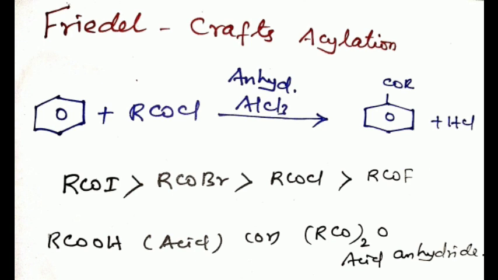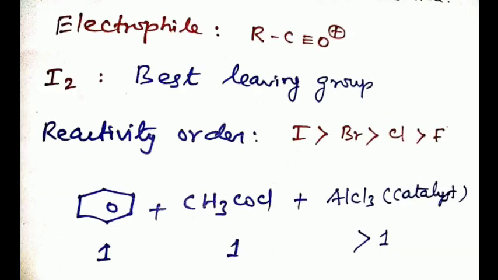In the case of acyl halides, the order of reactivity is usually acyl iodide greater than acyl bromide, greater than acyl chloride and acyl fluoride. Actually, this is opposite to the alkylation reaction. The acylation can be carried out with either an acid or an acid anhydride. In this reaction, the acylium ion acts as the electrophile.